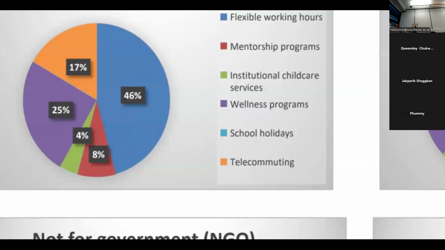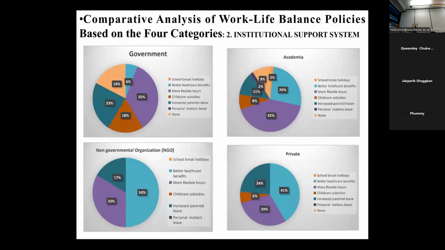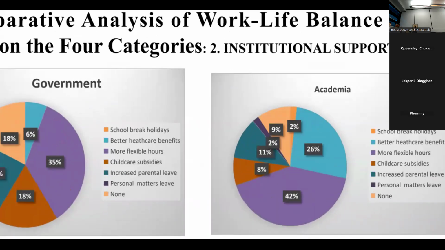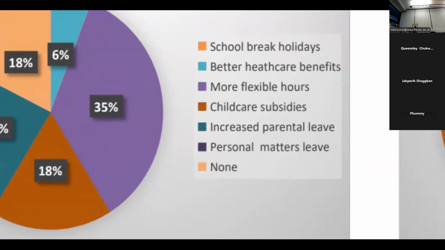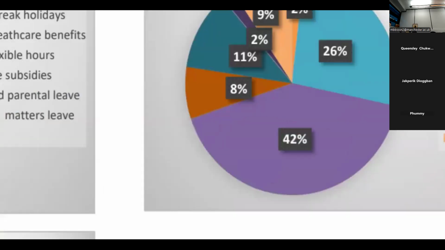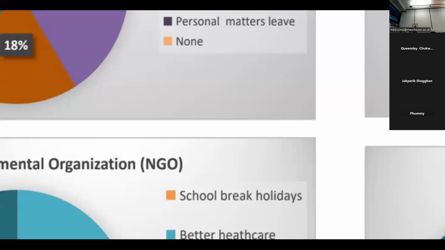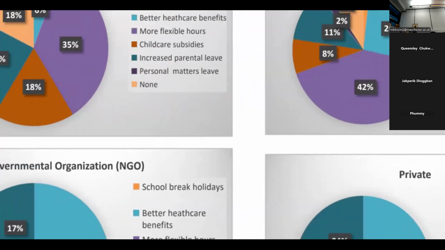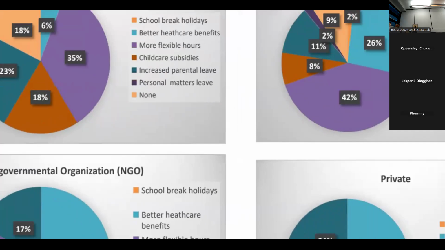So with that, we move to the next one, which is also the comparative analysis on work-life balance policy based on the 4 categories. That is the institutional support system. Also, we can see from here, the flexible working hours too. More flexible hours is actually prioritized across the 4 institutions. And the next one is better health care. Also, if we look at those things, we can see that childcare and personal matters of the women are not prioritized in any of the organizations.